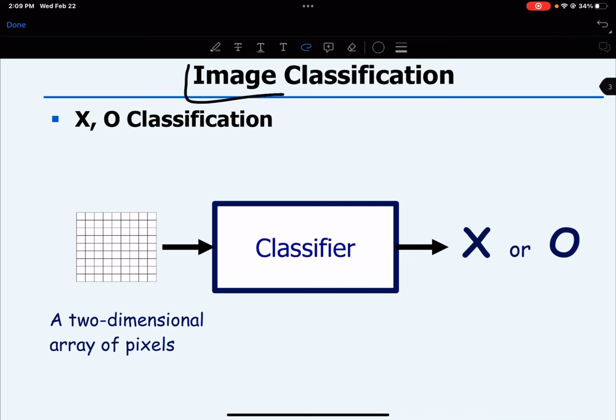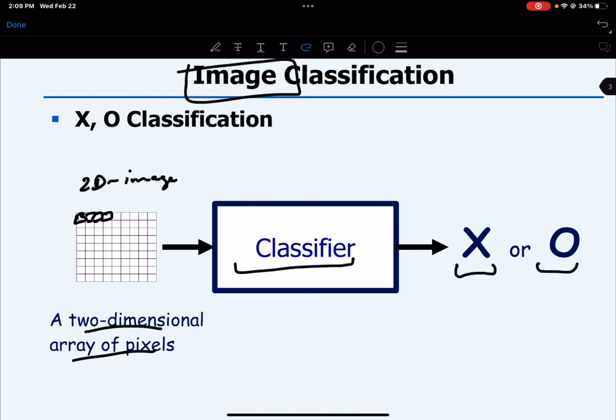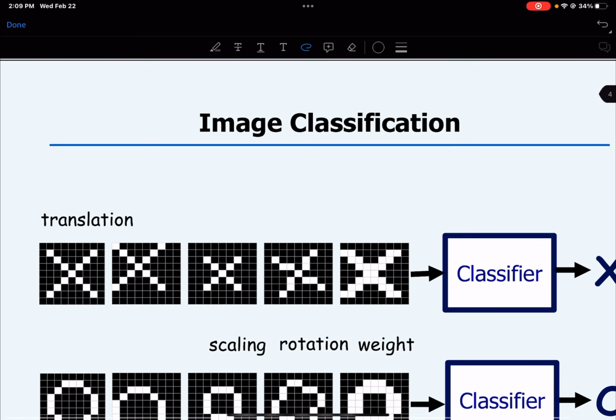So what is an image? Let's see an example of image classification. An image is basically a 2D representation of pixels, a two-dimensional array of pixels. Each pixel will contain a value, and then it will go through the classifier to predict either it is X or it is O. So that is the target of image classification in this example.